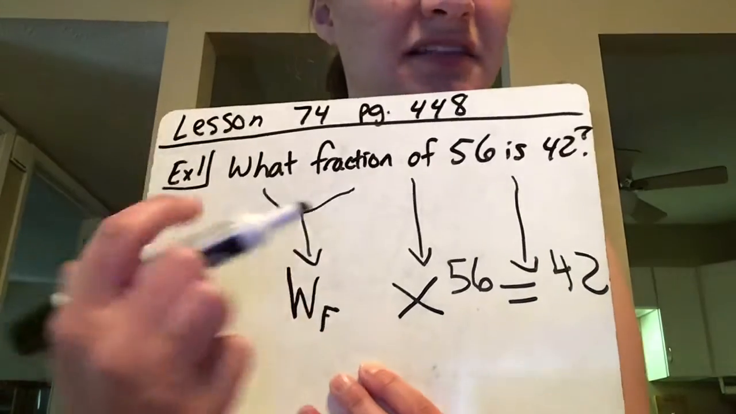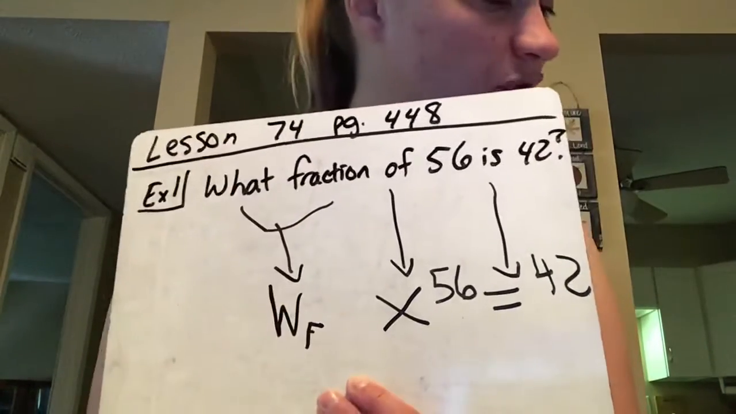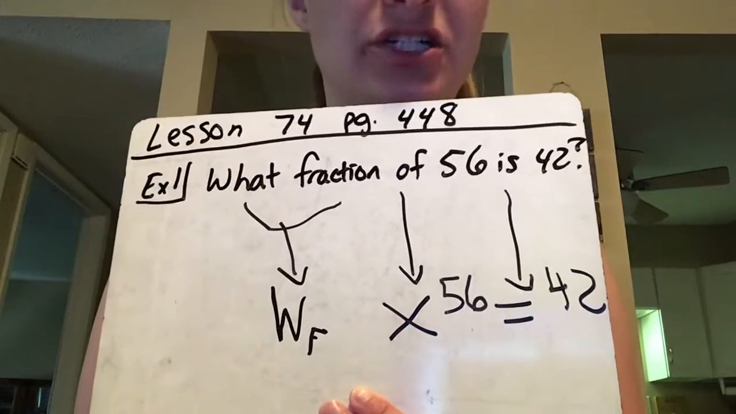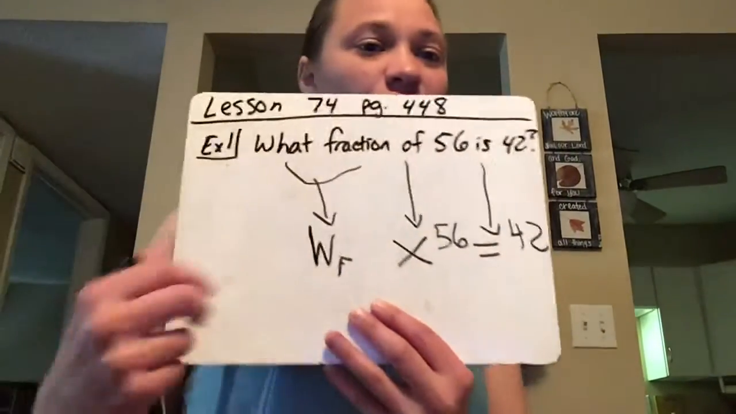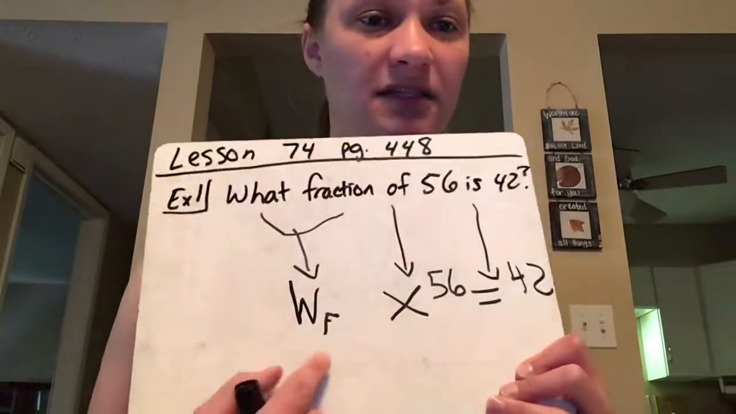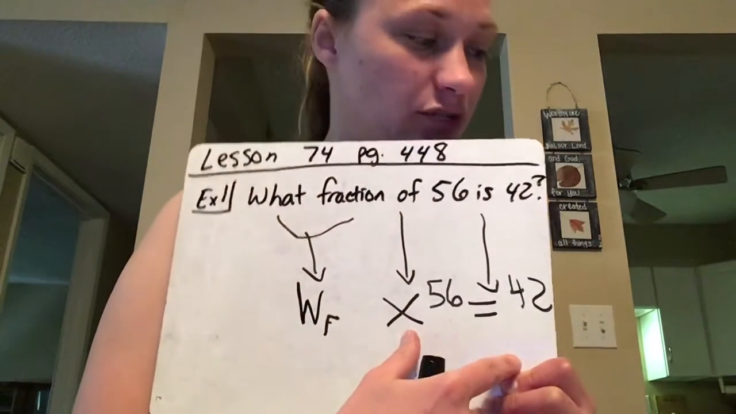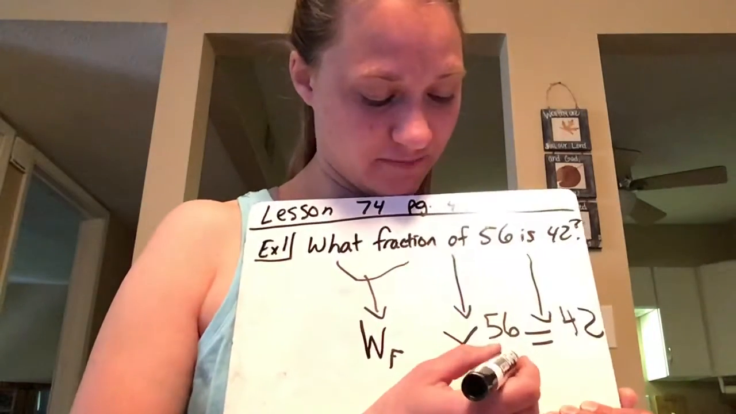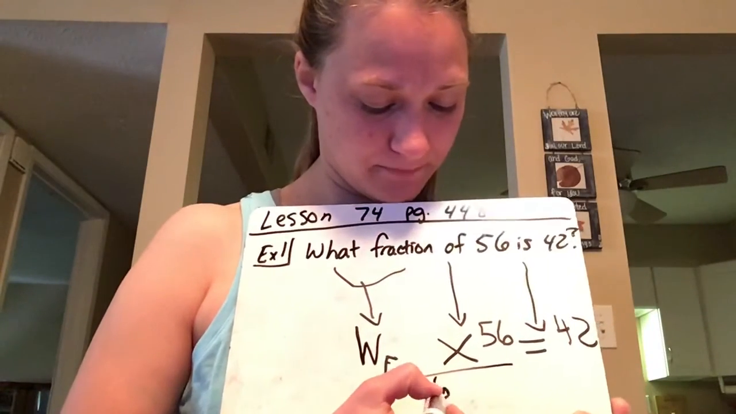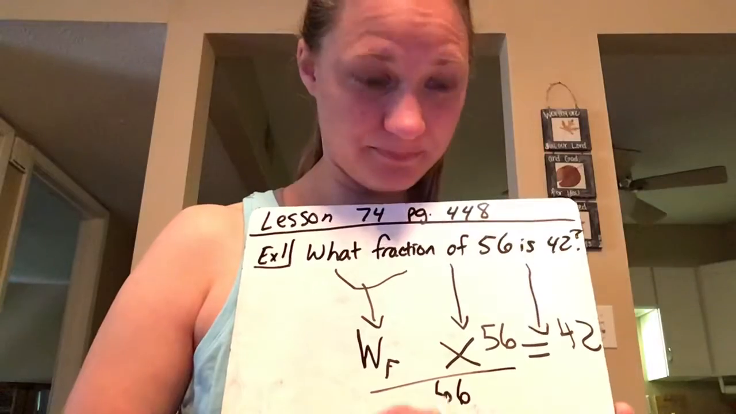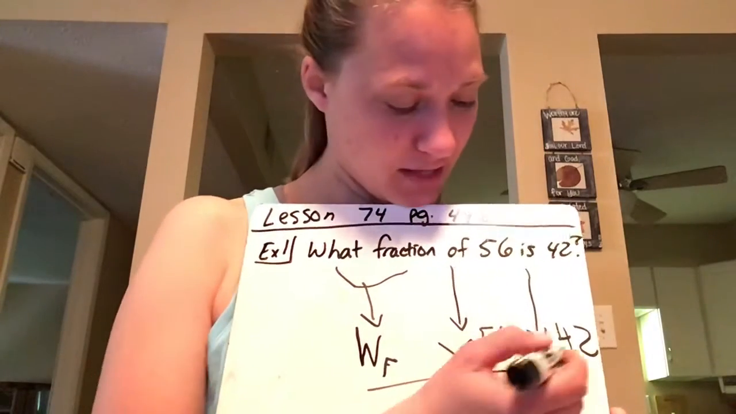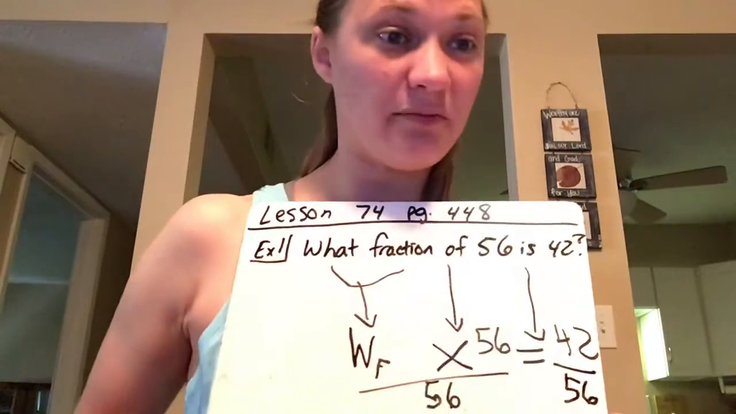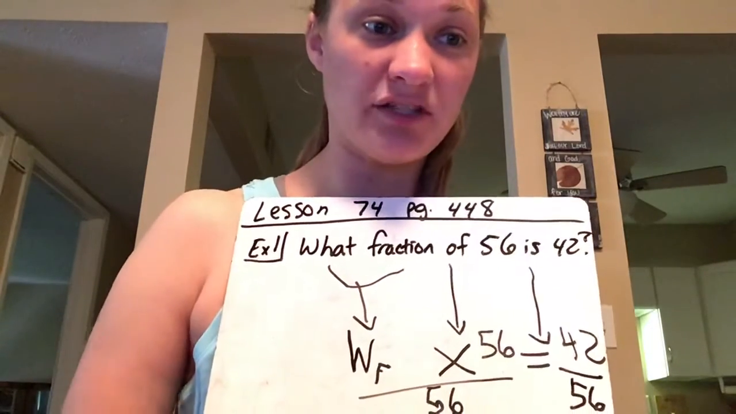And the other hint is that they're asking for a fraction, so they want the answer to be a fraction. Don't give me a decimal here, give me a fraction. Okay? So if you look at this times 56 equals 42. So to find our answer, we're going to divide by 56. That's the math that you do. You take 42 divided by 56, and that gives you your answer.